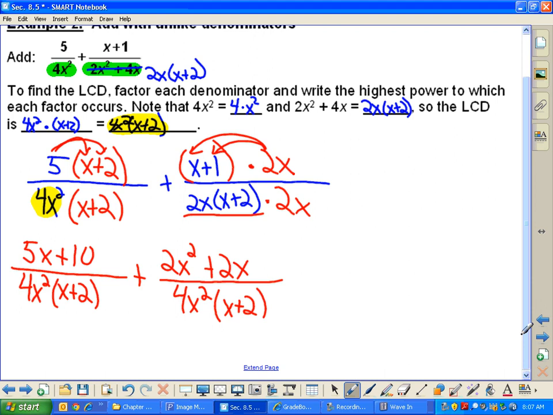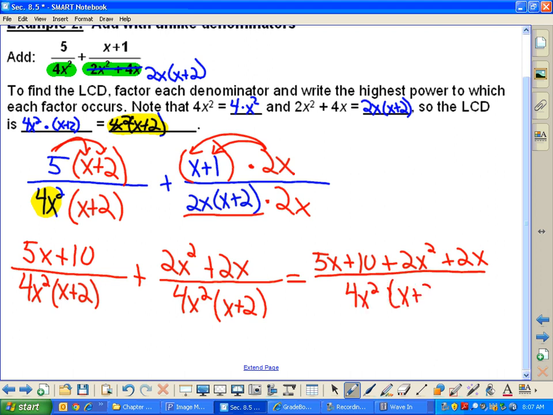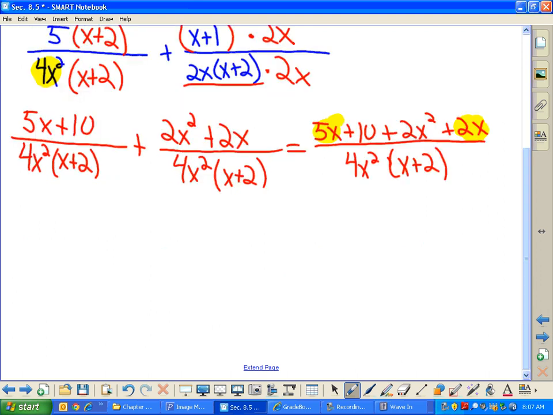Now you can just go ahead and add. It's kind of nice. So when we add, quite literally, I just put the two numerators together. So I have 5x plus 10 plus 2x squared plus 2x. Now you wouldn't leave me an answer that looked like that now, would ya? Thinking most of you would go ahead and combine your like terms. So you want to simplify that numerator a little bit. For instance, I see a 5x and a 2x that I could put together. And then you'd also write it in standard form.